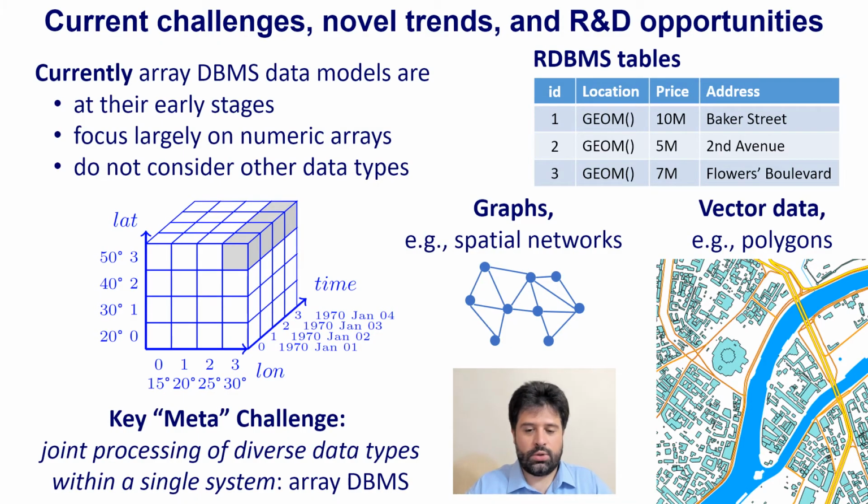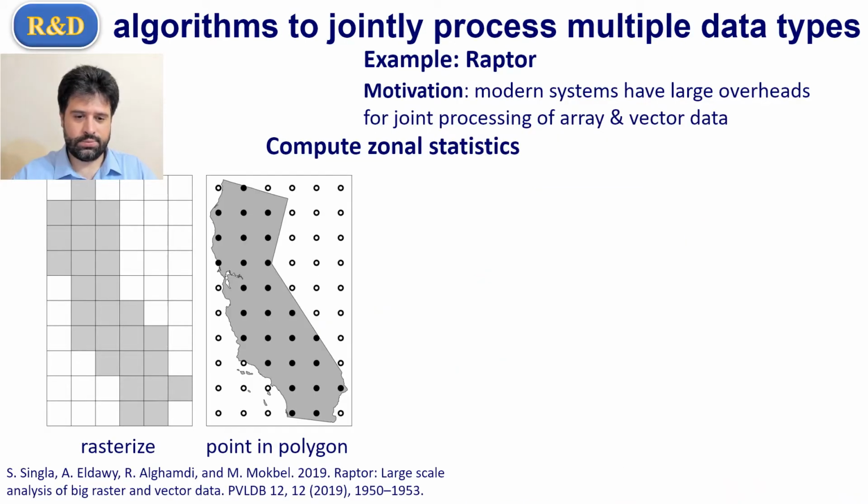ArrayDBMS data models are at their early stages. They largely focus on numeric arrays and largely omit other important data types like polygons, tables, and graphs. Nowadays, a key meta challenge is the joint processing of diverse data types within a single system, ArrayDBMS. Let me showcase several promising R&D opportunities.